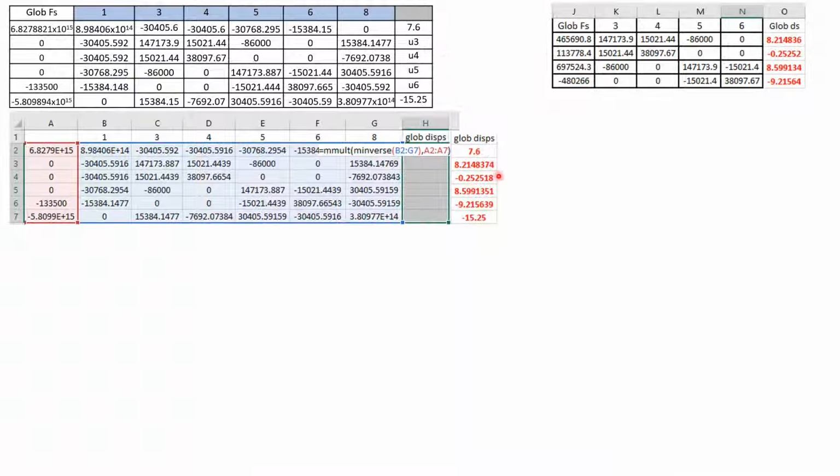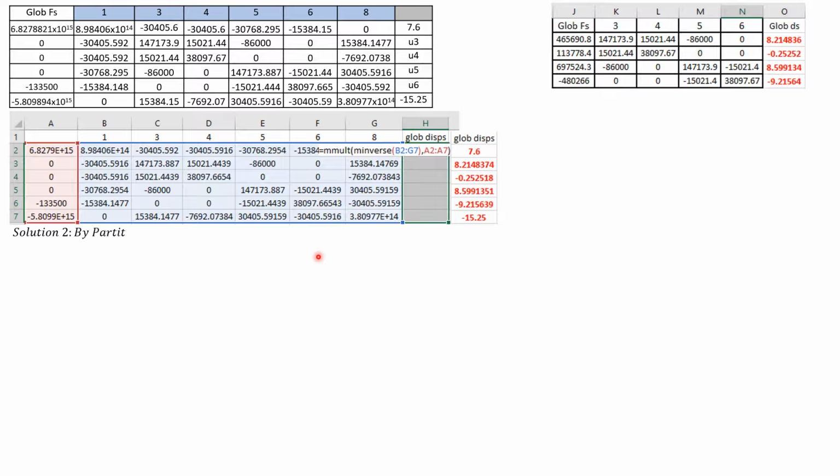Then U3 is 8.2148374, U4 is negative 0.252518, then U5 is 8.5991351, then U6 is negative 9.215639, then U8 same, negative 15.25.